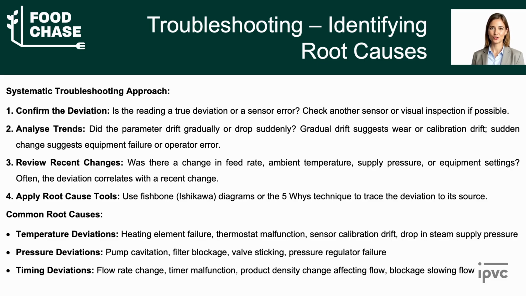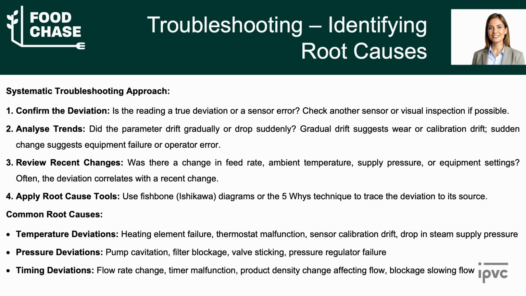If it suddenly dropped 5 degrees, that points to something that failed. A heating pump stopped, a valve closed unexpectedly, or steam pressure suddenly dropped. We ask, what changed? Did the feed rate increase? Was the ambient temperature very cold yesterday? Did maintenance recently work on the system? Often, the cause becomes obvious once you remember a recent change.